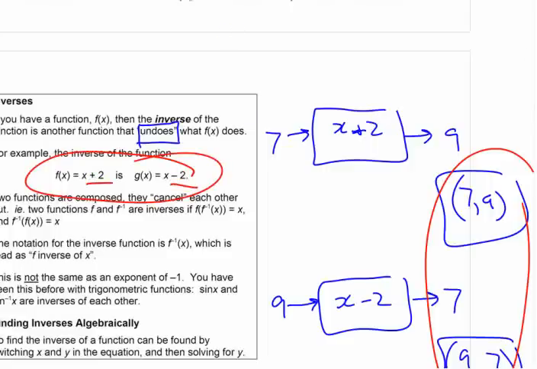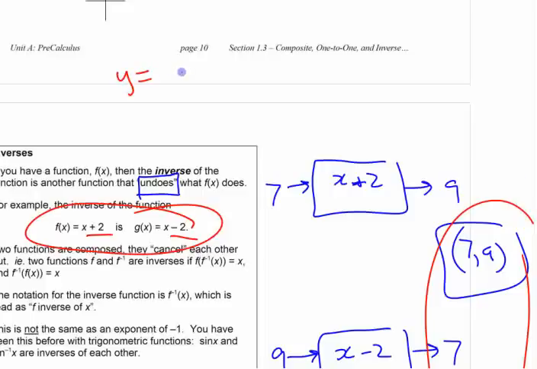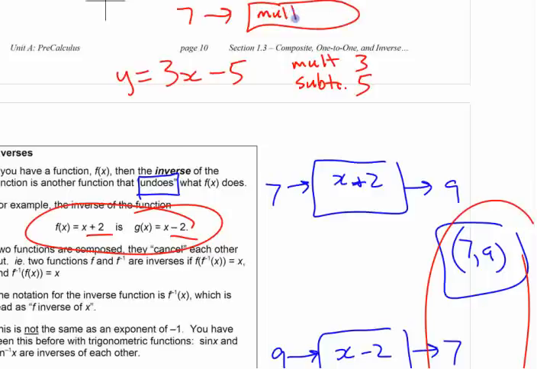If we write a function that says y equals x times 3 minus 5, think about undoing those operations. This was multiply by 3 and then subtract 5. To undo those things, you have to undo them in the reverse order. How do I undo those things? If somebody says, I'm taking a number like 7, I am multiplying by 3, and then I'm subtracting 5.